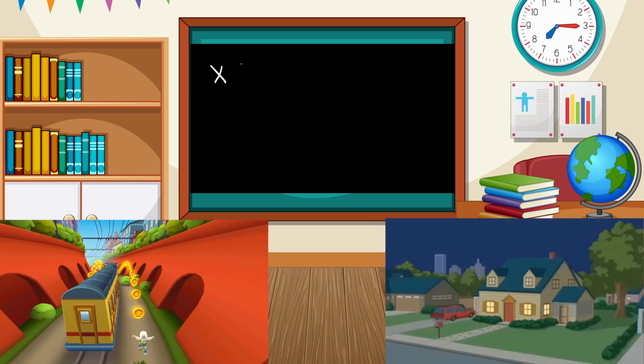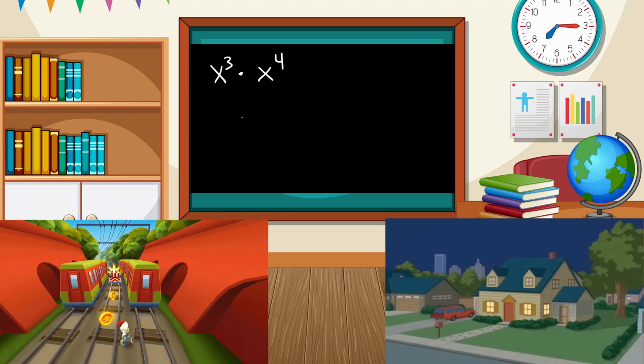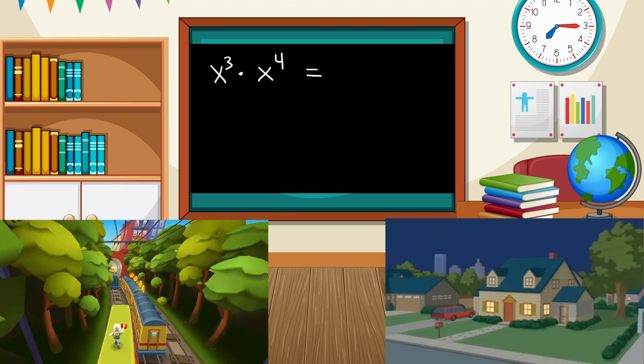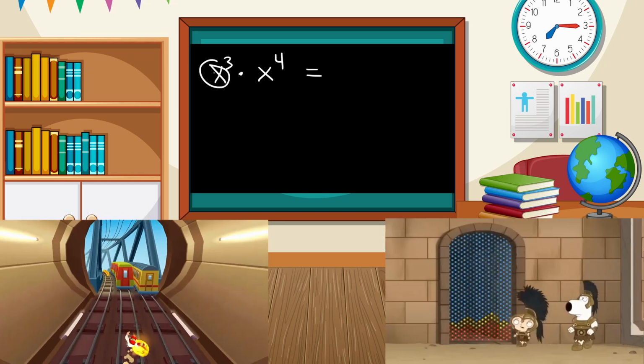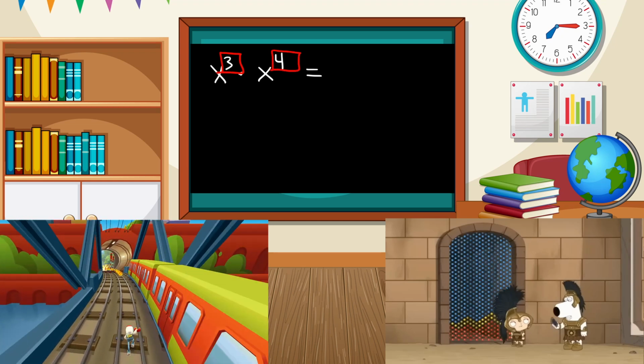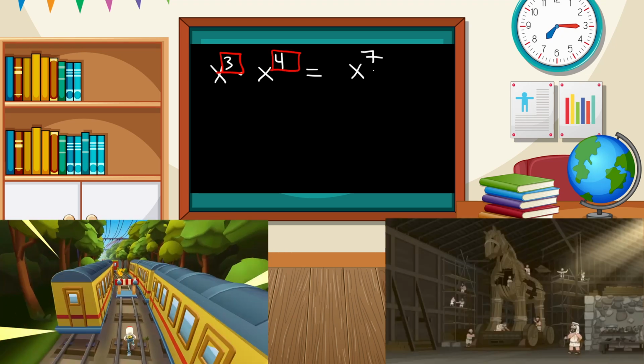Now at this point, what we're going to do is multiply monomials. So what is x cubed times x to the 4th? What is the answer? When you multiply one monomial by another with a common base, in this case the base is x, you need to add the exponents. So 3 plus 4 is 7. So the answer is x raised to the 7th power.